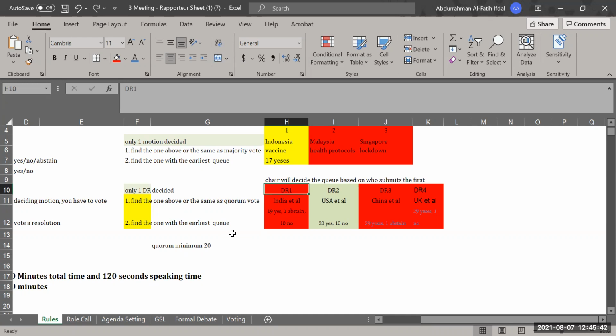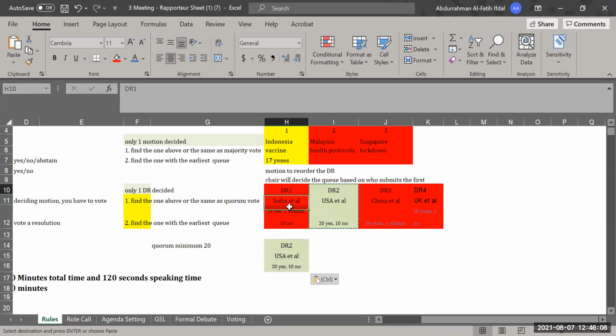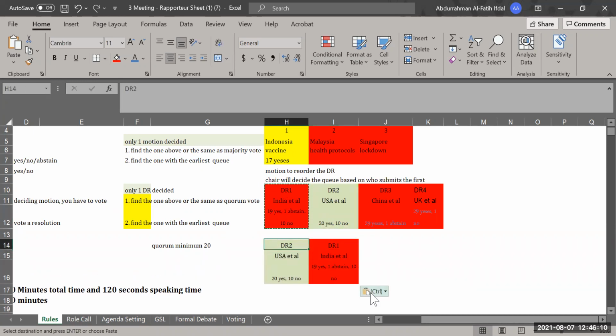Yeah, let's say our country is declared as the fourth draft resolution, but we want to be declared as number one. Can we do that? The answer is yes. It's called a motion to reorder. This is a motion where you can propose to the chair that you want to reorder the draft resolutions. For example, you want USA to be number 1 and India to be number 2. So DR USA becomes DR number 1, India becomes DR number 2. Is it possible? The answer is yes.